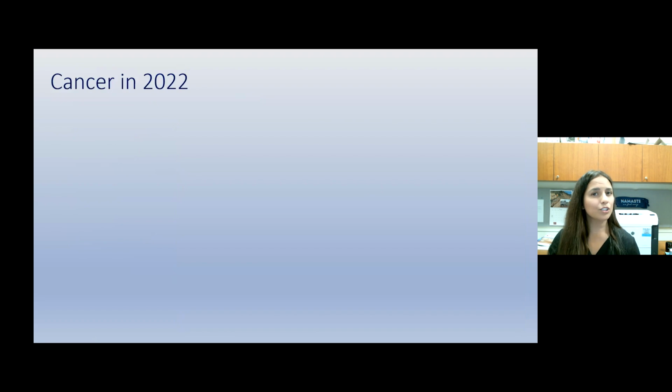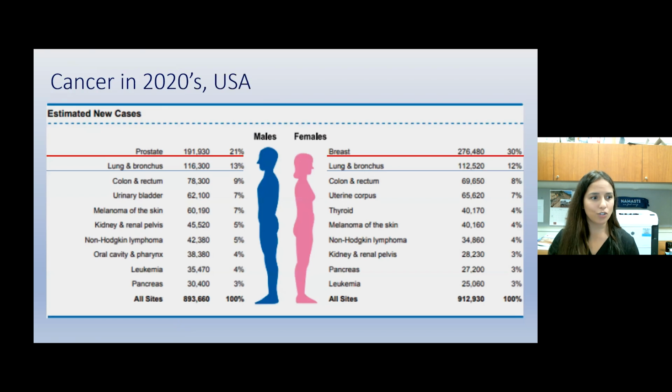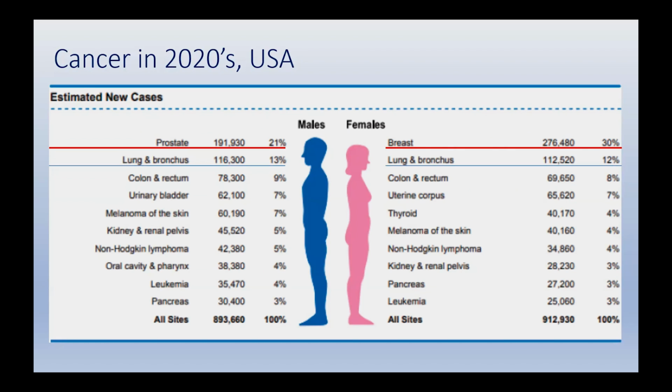So let's jump right into talking about epidemiology of cancer in 2022. Here is a chart breaking down the estimated number of new cases of cancer subtypes in males and females from 2022. Important to note that traditionally, much of cancer data is projected in a binary way, but does not reflect those who are non-binary.